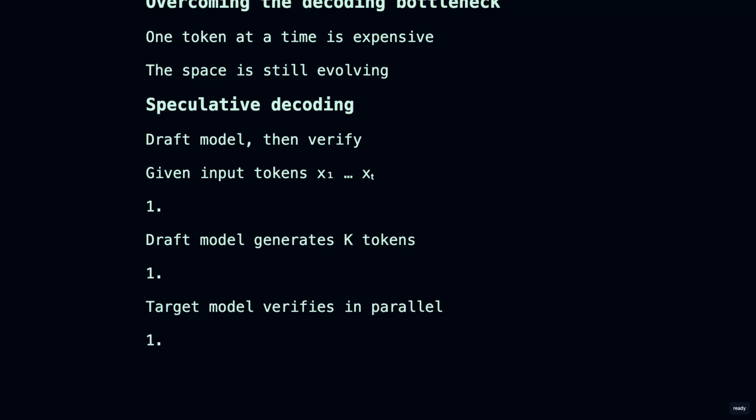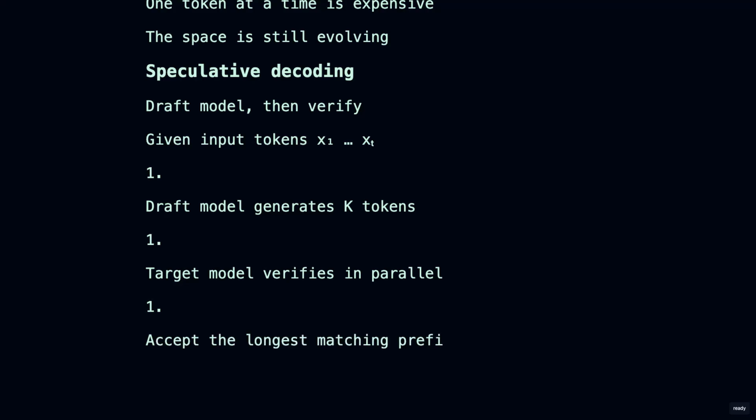After verification, we keep only what the target model approves. The system accepts the longest valid prefix of the draft sequence. That prefix rule matters. We move forward only with the tokens the target model agrees with from left to right. Anything after the first mismatch is discarded.